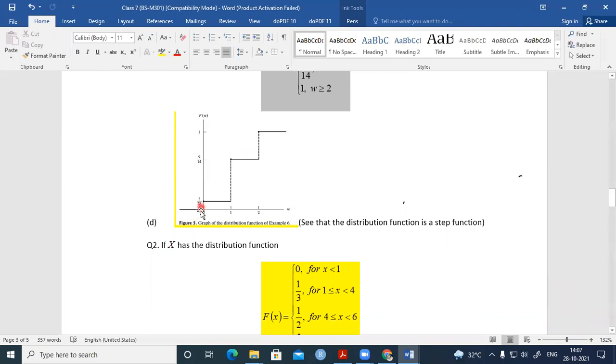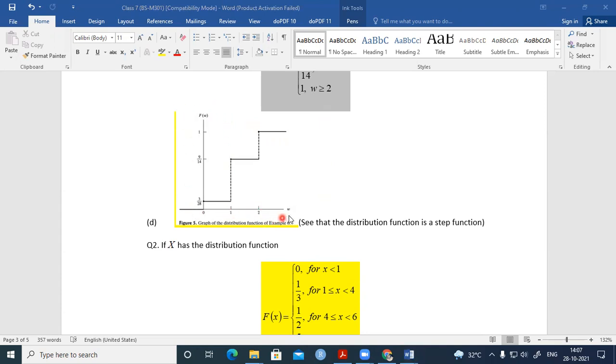So the probability value 3 by 28 has been attained at the point 0, and the distribution function is going to retain this probability until it reaches 1, and then it jumps to 9 by 14. It is going to retain 9 by 14 until it jumps at the point 2, and then it is going to retain 1, and it remains throughout. So this is how a distribution function is calculated and plotted.